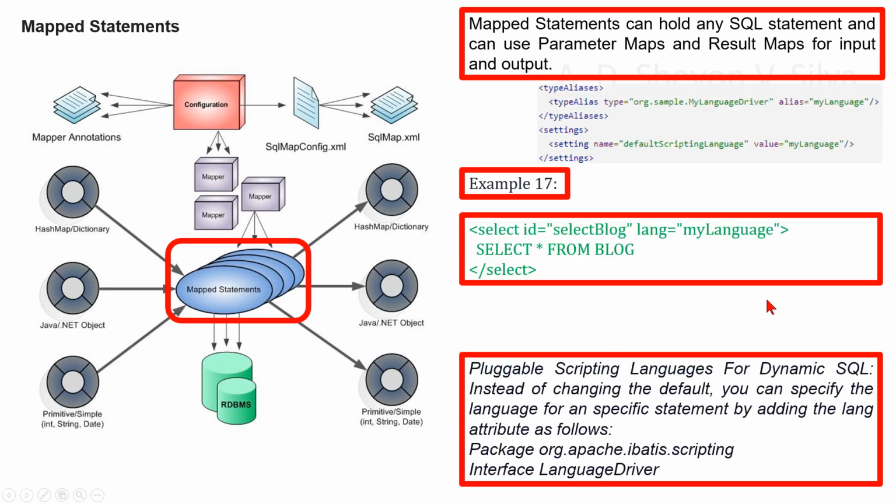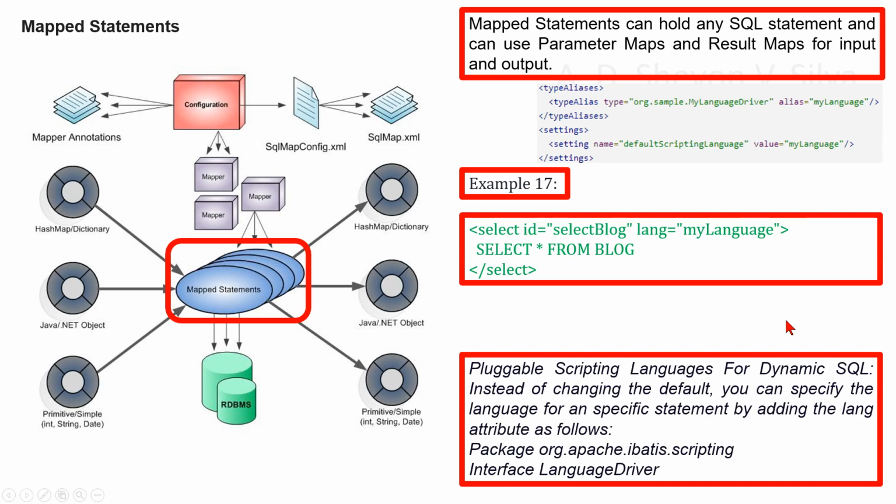Now we are considering pluggable scripting languages for dynamic SQL. Instead of changing the default, you can specify the language for a specific statement by adding a lang attribute as follows. The interface LanguageDriver is in package org.apache.ibatis.scripting. Starting from version 3.2, MyBatis supports pluggable scripting languages, so you can plug in a language driver and use that language to write your dynamic SQL queries. You can plug in a language by implementing the LanguageDriver interface.